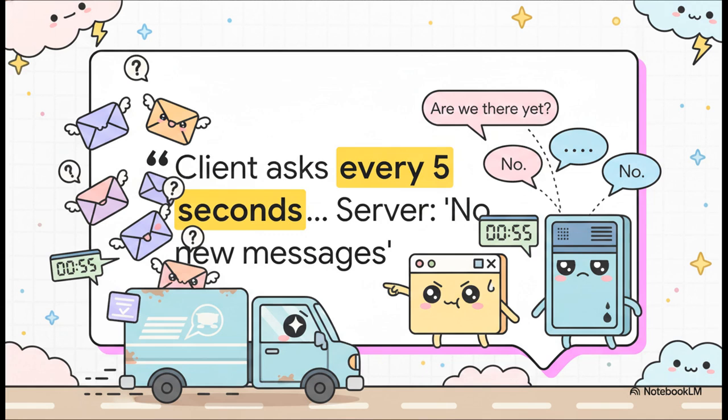Now, what's really interesting is how developers used to try to fake real-time updates using this incredibly slow postal system. They used a technique called HTTP polling. Imagine being on a long road trip with a kid in the backseat who just keeps asking, "Are we there yet?" every 5 seconds. No. Are we there yet? No. That is exactly what HTTP polling is. The browser asks the server every 5 seconds, "Do I have a new message?" And usually the server just says, "Nope, no new messages." It's wild because this wastes a massive amount of internet resources and server power, literally just asking questions when there's zero new information to give.